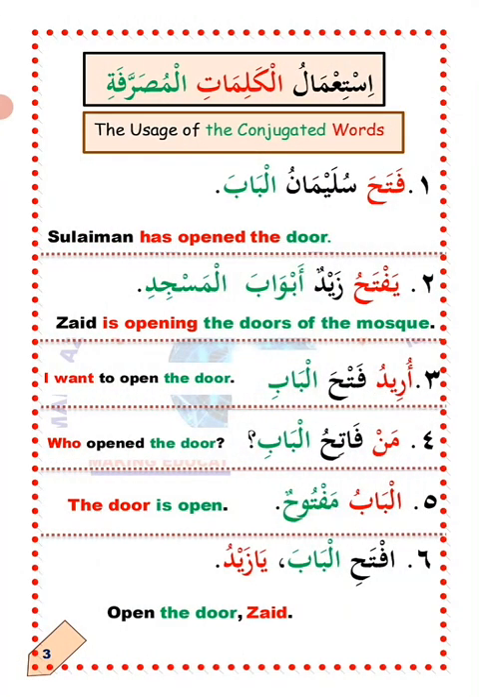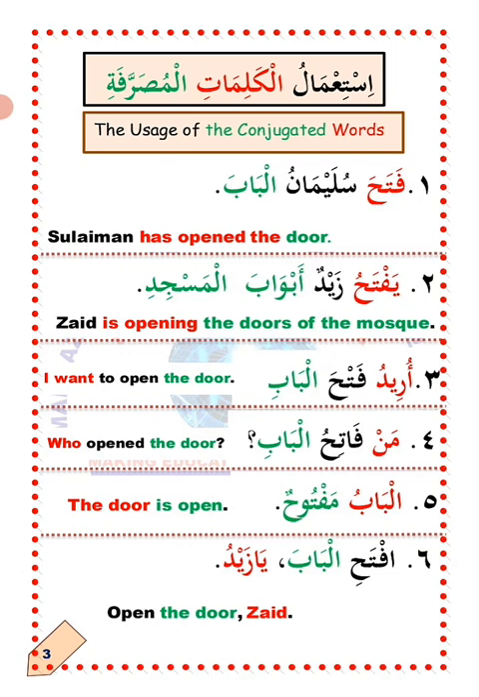So استعمال الكلمات المصرفة, the usage of the conjugated words. How do we now make use of those words in a meaningful sentence? Number one, فتح سليمان الباب. Sulaiman has opened the door. So فتح is an example of فعل ماضٍ. Number two, يفتح زيد أبواب المسجد. Zaid is opening the doors of the mosque.